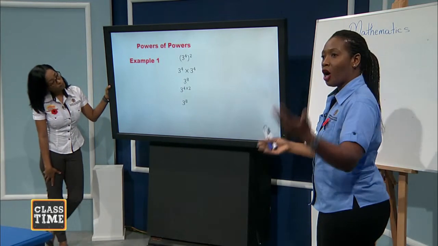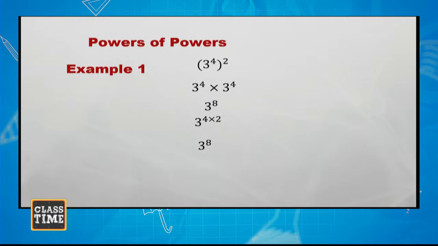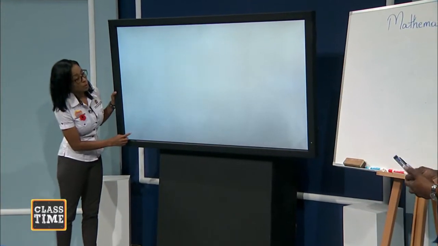But from observation, you can pick up patterns. Yes. So 3 raised to the 4th power multiplied by 3 to the 4th power can be simplified by just adding the indices, which is 4 plus 4 is 8, or, as you can see from observation, 4 multiplied by 2, which are the indices, also gives you 8. So you have 2 options. Nice, all right.